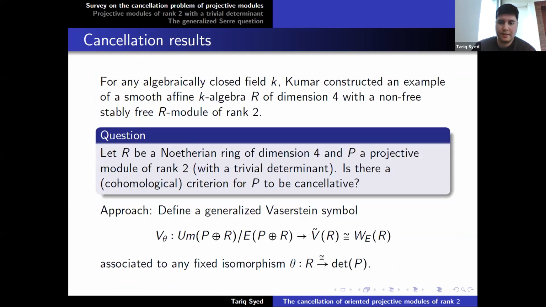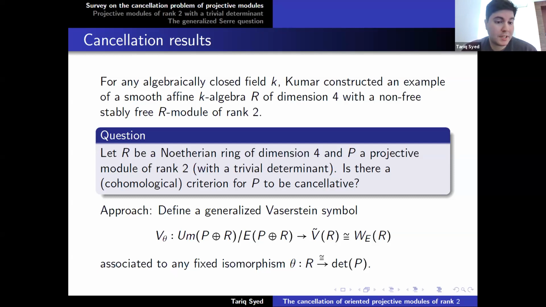And one would like to go further. So this is the case r is equal to d minus 1. One would like to say something about the case r is equal to d minus 2. But in this case, cancellation has been disproven. So for any algebraically closed field K, Moore and Kumar constructed an example of a smooth affine K algebra of dimension 4 with a non-free, stably free R module of rank 2. So the cancellation of projective modules of rank 2 in dimension 4 is a particularly complicated or subtle problem.